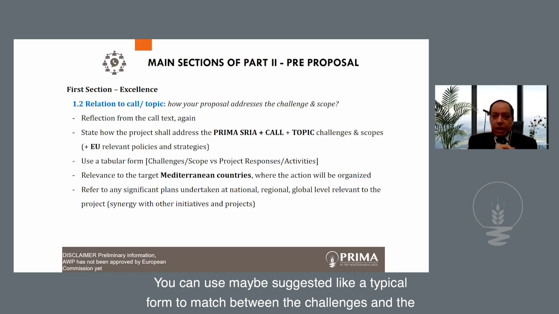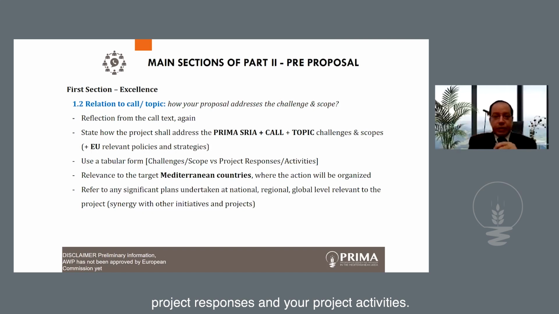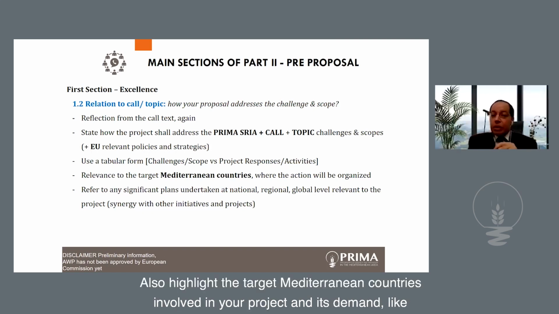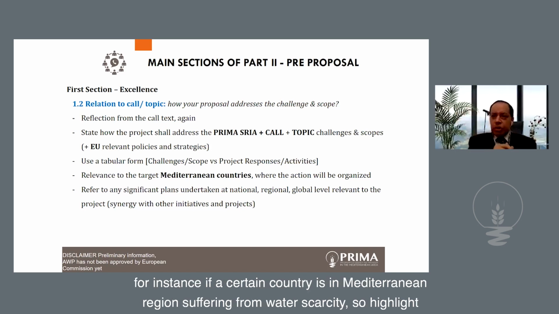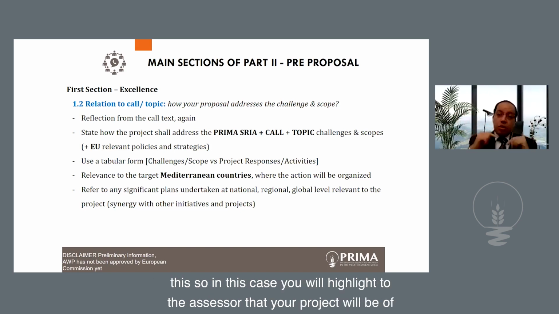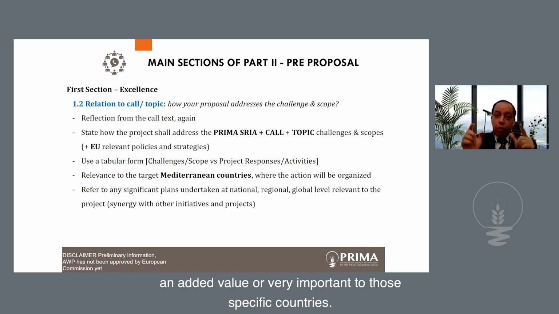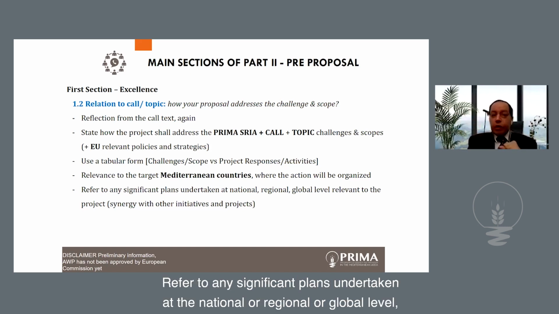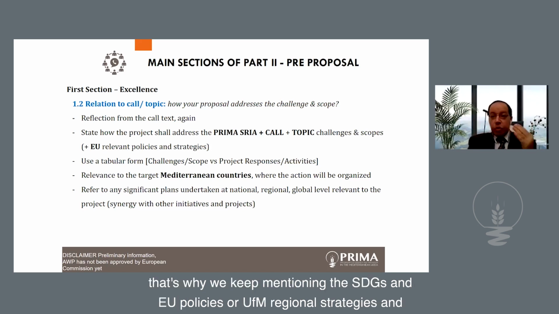You can maybe suggest a tabular form to match between the challenges and the project responses and your project activities. Also highlight the target Mediterranean countries involved in your project and its demand. For instance, if a certain country in the Mediterranean region is suffering from water scarcity, highlight this. In this case, you will show the assessor that your project will be of added value or very important to those specific countries. Refer to any significant plans undertaken at a national, regional or global level. That's why we keep mentioning the SDGs, EU policies, UfM regional strategies and so on.